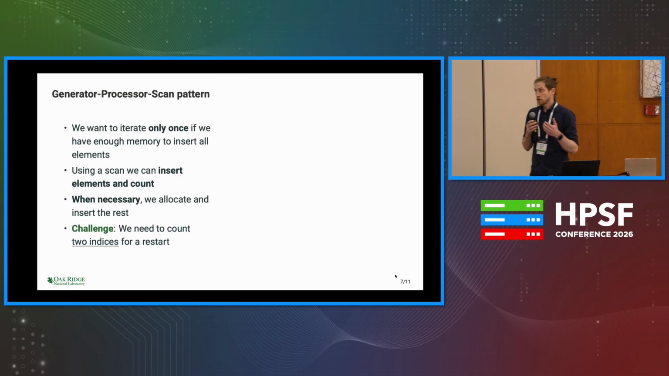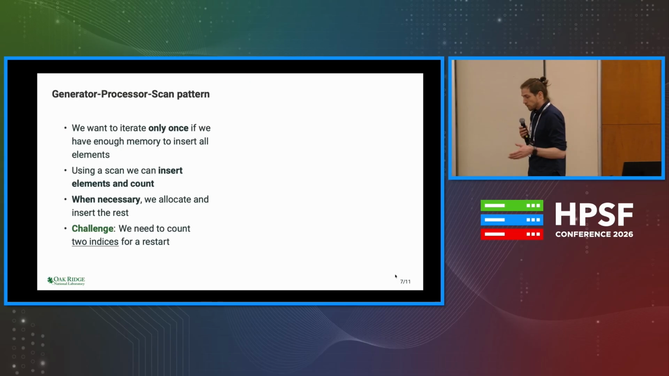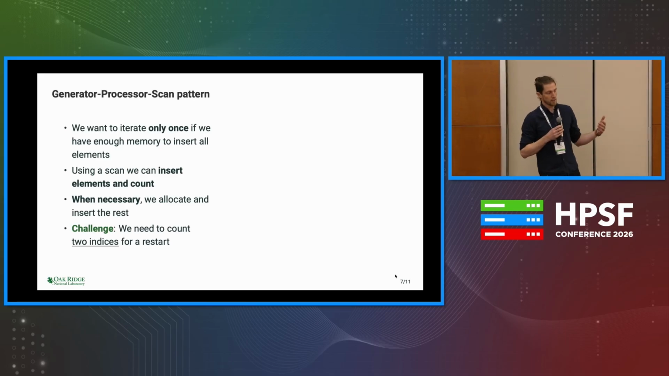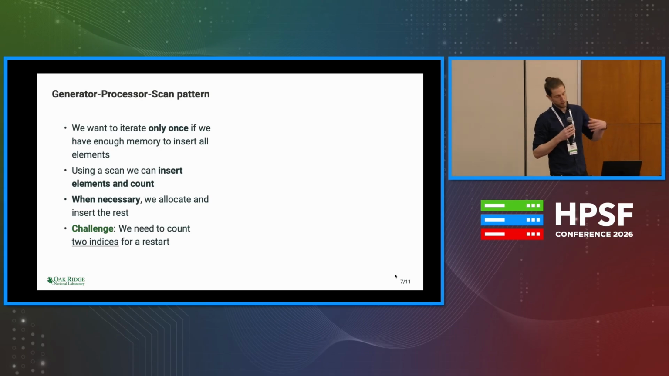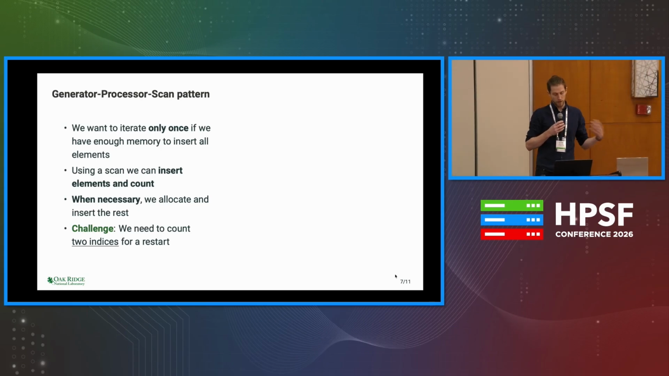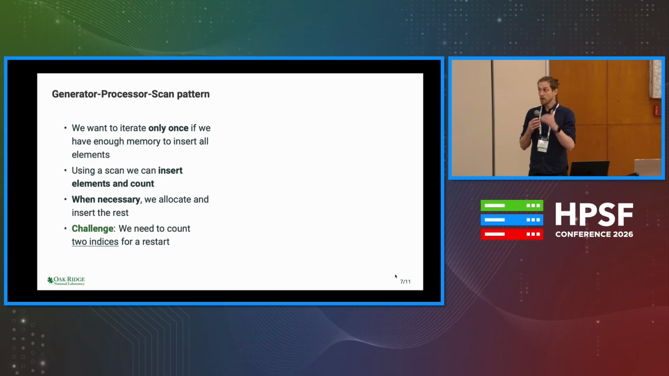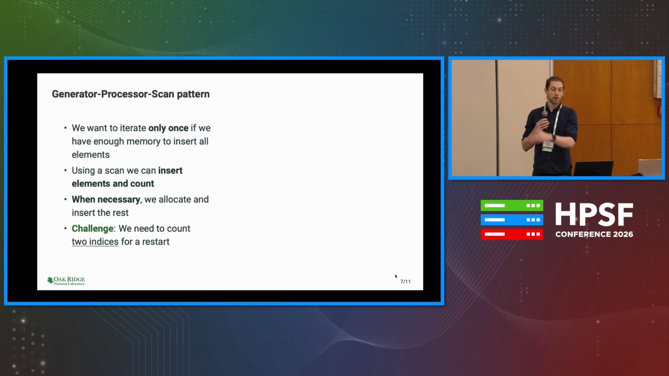But the challenge here is basically to track two indices, because we have one index that encompasses how many we have inserted and how many are the total number of elements, and the other one is how many could we actually insert in this loop, where do we need to restart.